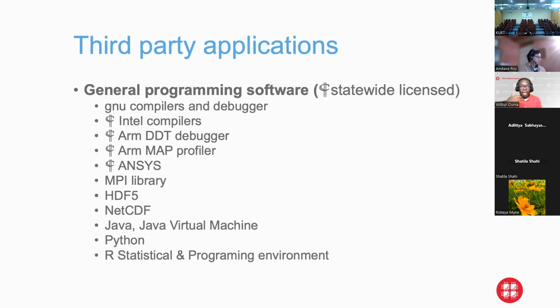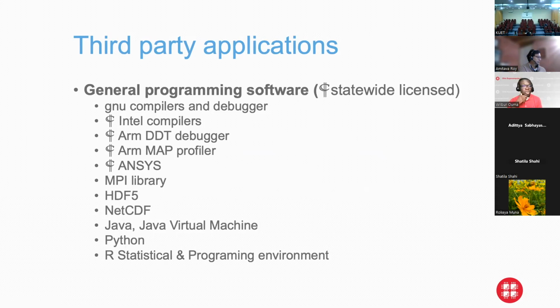We do have several general programming software already installed. For example, compilers have been installed. We have an MPI library that is really important for parallel processes requesting multiple nodes. We have Python installed. Most of you might be using this for your analysis. And also we have R, statistical and programming environment installed. You can access R either through the terminal, or you can also start an RStudio server session through the OnDemand web portal. And I will demonstrate how to do that in a moment.